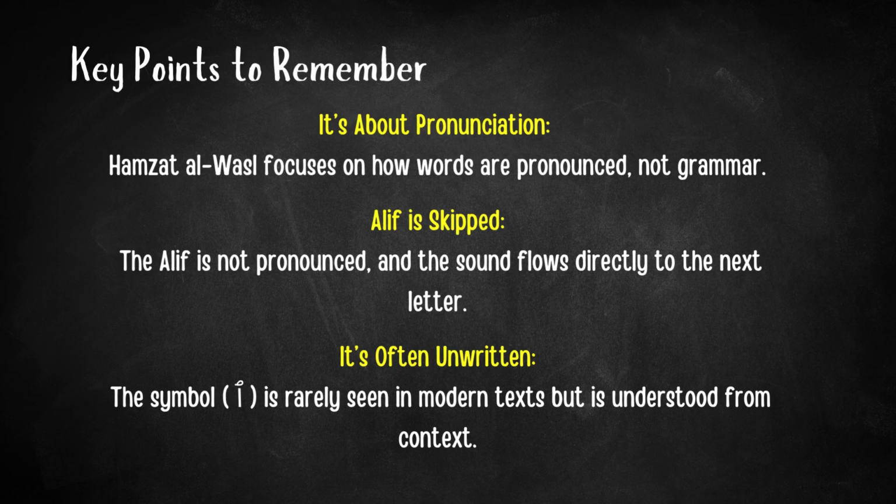Let's quickly go over the main points to remember about Hamzat al-Wasl. 1. It's about pronunciation. Hamzat al-Wasl focuses on how words are pronounced, not grammar. 2. Alif is skipped. The alif is not pronounced, and the sound flows directly to the next letter. 3. It's often unwritten. The symbol Hamzat al-Wasl is rarely seen in modern texts, but is understood from context.